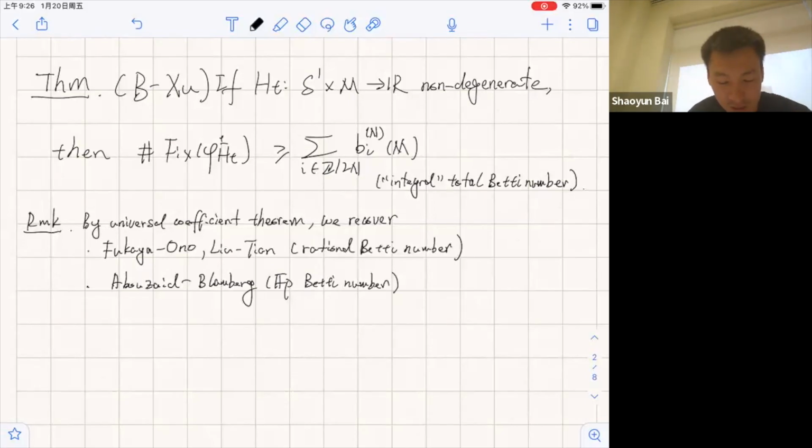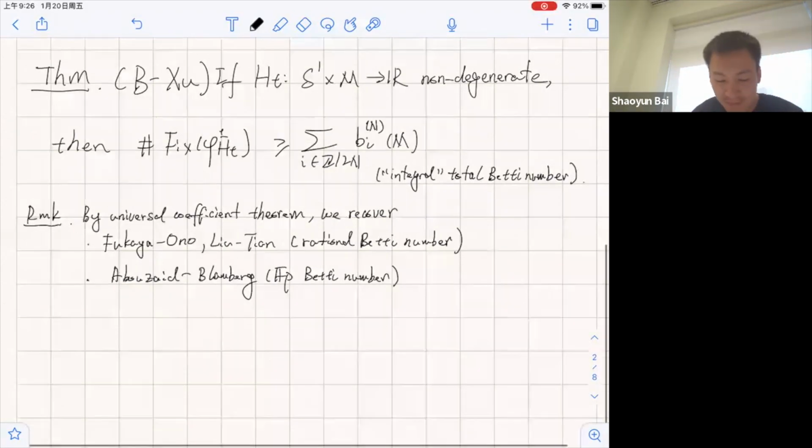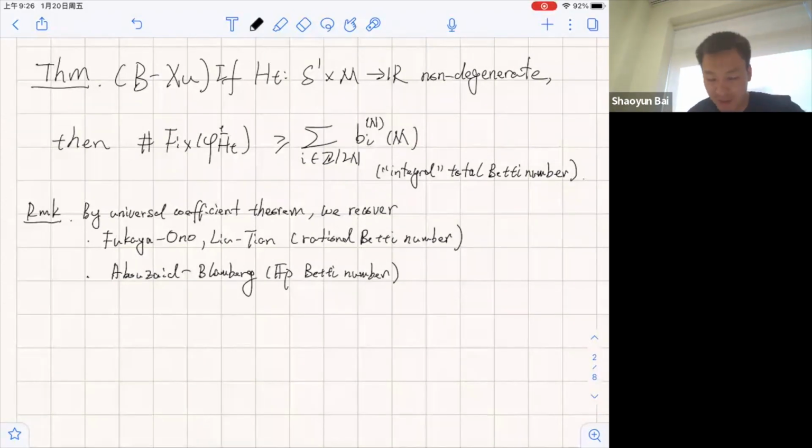Their paper is nearly 200 pages. Our paper is nearly 200 pages. So I think, well, we cut it in half. So, okay.